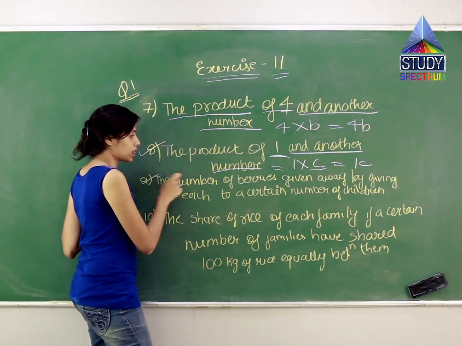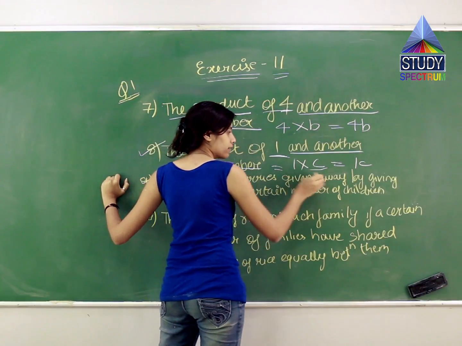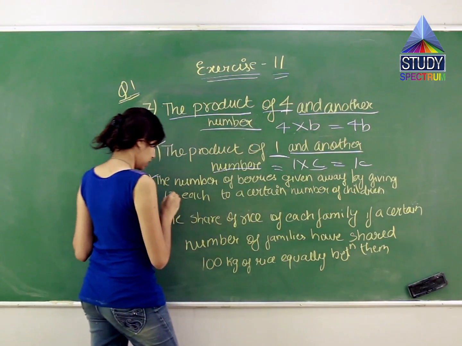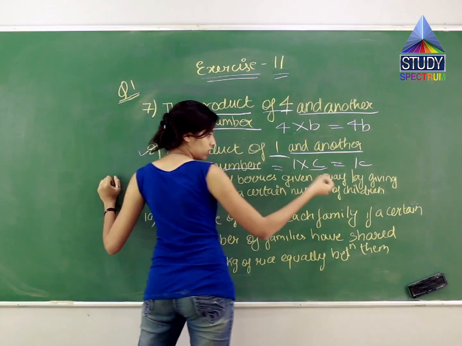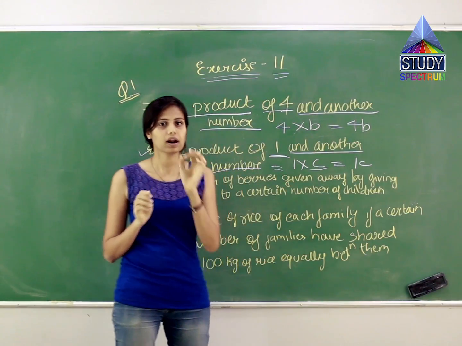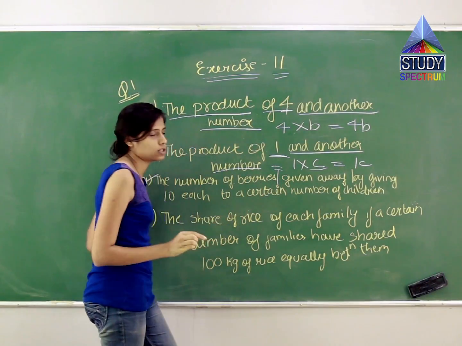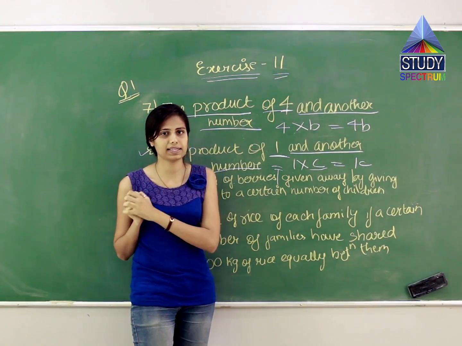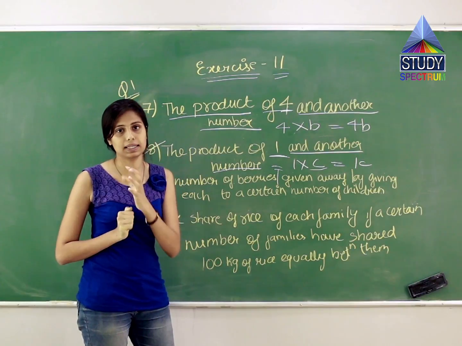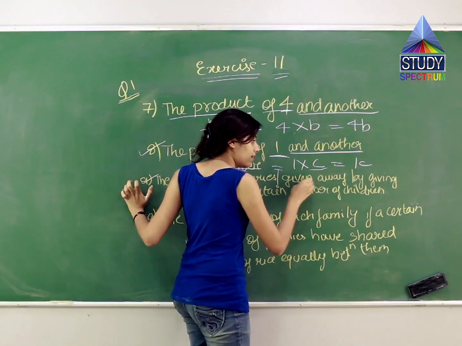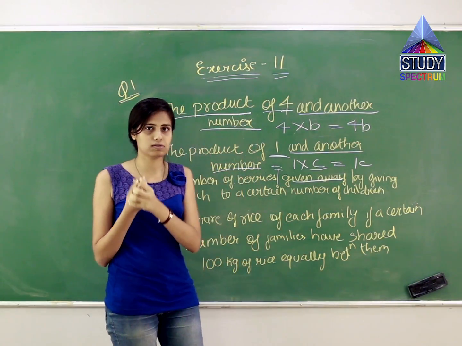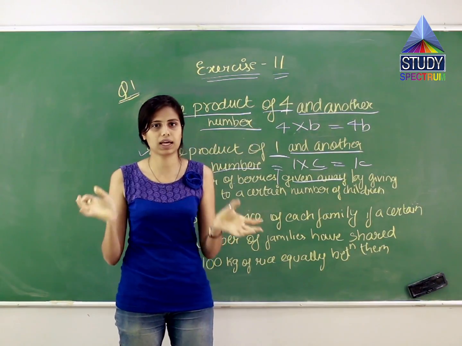The next question. The number of berries given away by giving 10 each to a certain number of children. Nahi samjha, right? Let us break the sentence. The number of berries means what? Some number of berries, you have to find how many berries there are. Given away means what? The berries that we had, we gave them away.